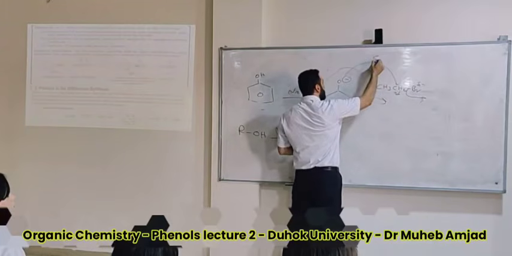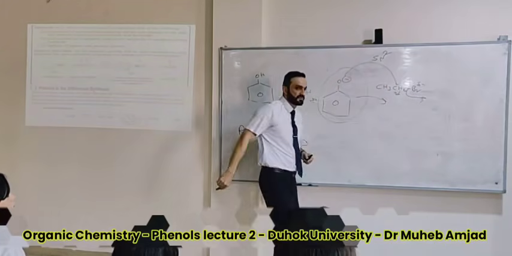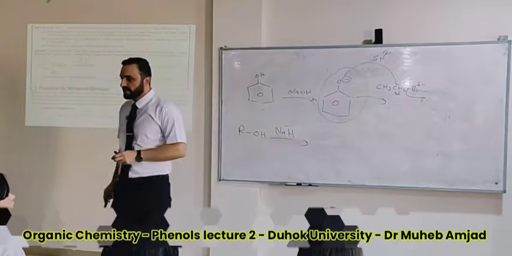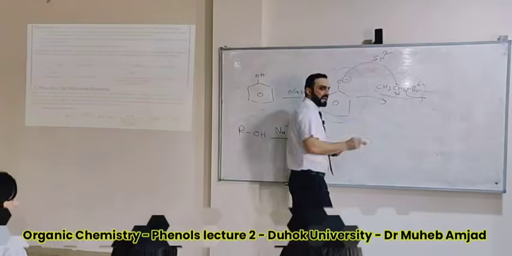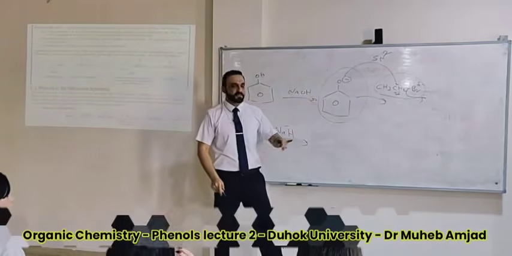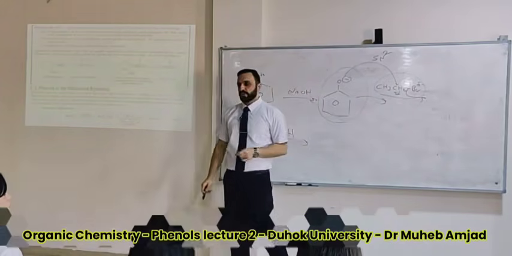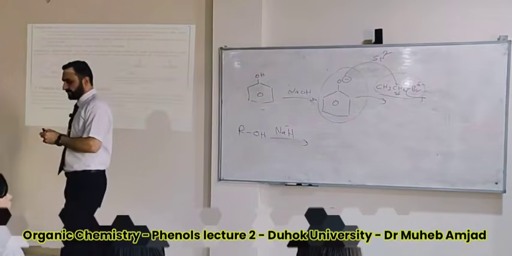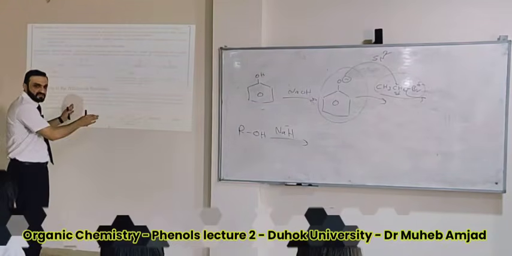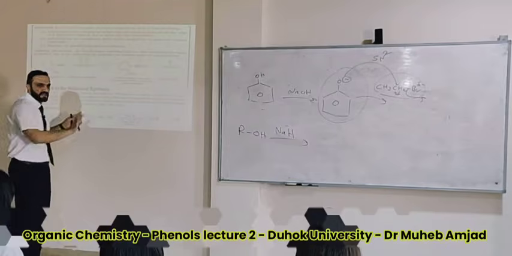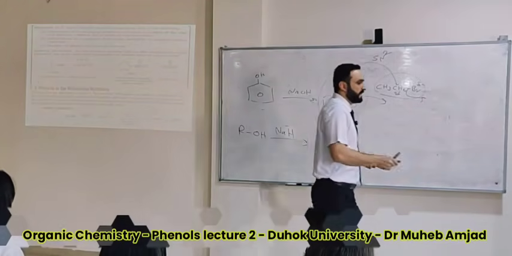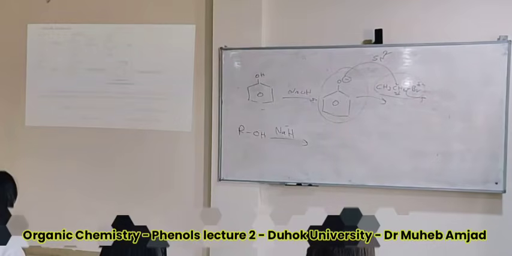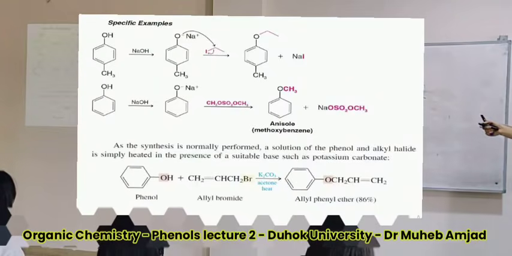By what mechanism? SN2. Why SN2 and not SN1? Because the alkyl halide here is a primary alkyl halide. For this reason, our mechanism is SN2. Easy reaction? Just this. This is the Williamson synthesis. Maybe you have another example. This is the mechanism here.